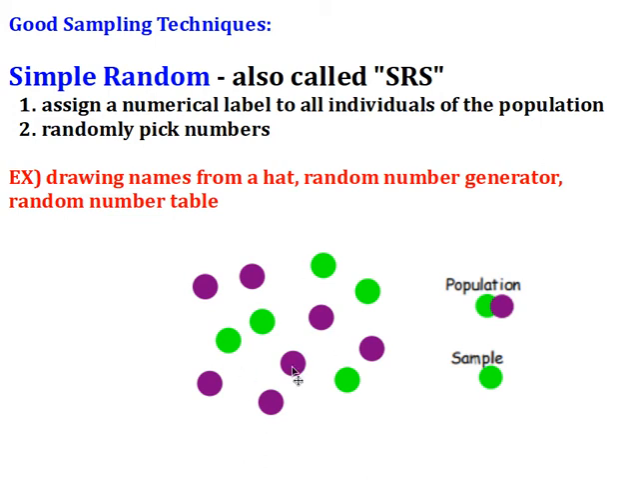So this is just a picture to help you conceptualize what's going on. So our population is all of these different dots, purple and green. But our sample would be randomly picked out from a hat, and it would be just these green ones. Simple random is just exactly what it sounds like. It is just that random.